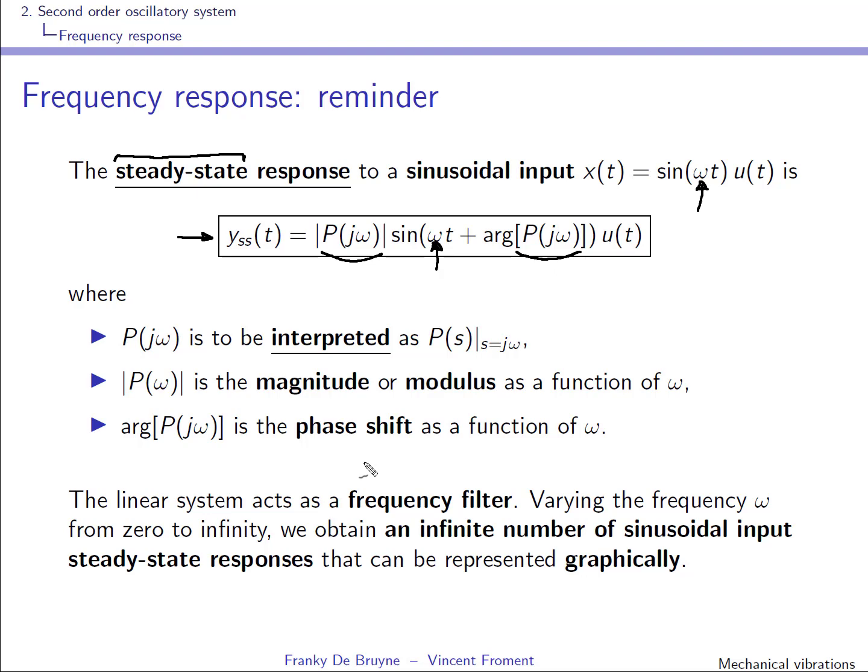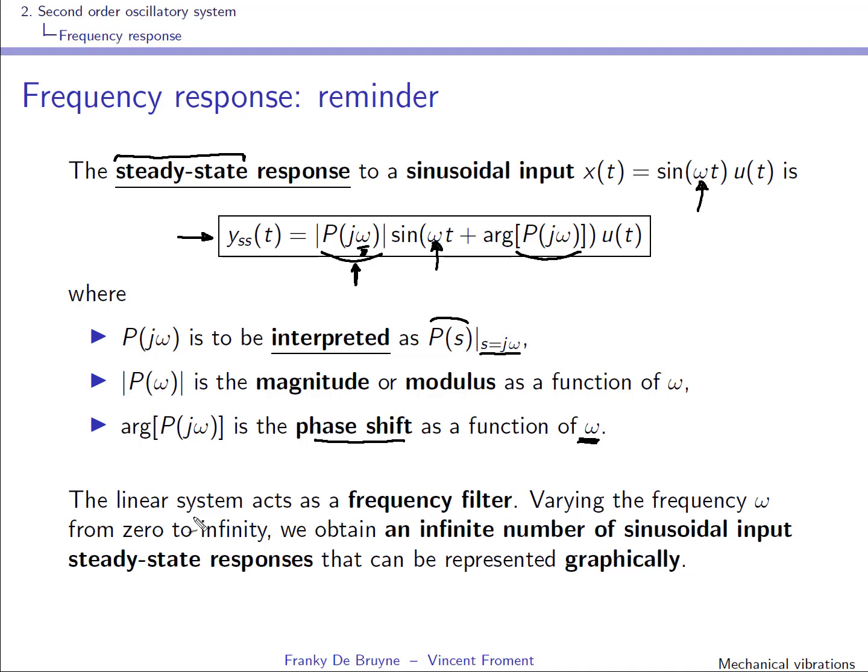To obtain the amplification, you need to take the transfer function and replace s by j omega. You obtain a complex quantity, and if you take the magnitude or modulus, you can see how much amplification you have at this particular frequency. You can do something similar with this complex quantity and compute the argument, and then you obtain the phase shift as a function of omega.